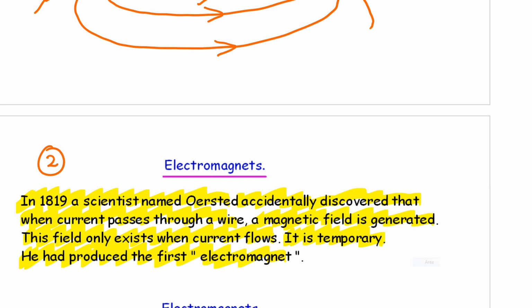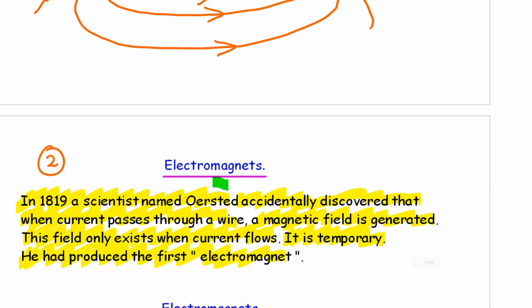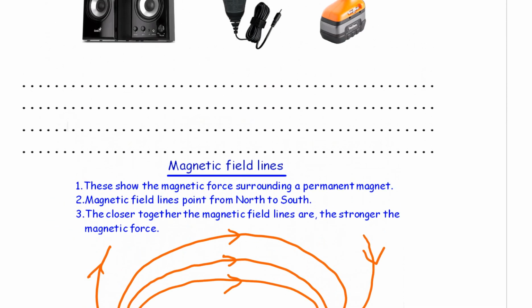I would like you to find out a little bit more about Ørsted and the experiment that he carried out to show that he discovered this concept of electromagnetism. Now, this is quite interesting if we go all the way back to the beginning.